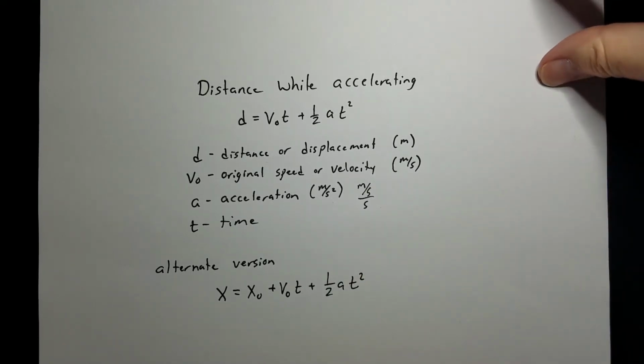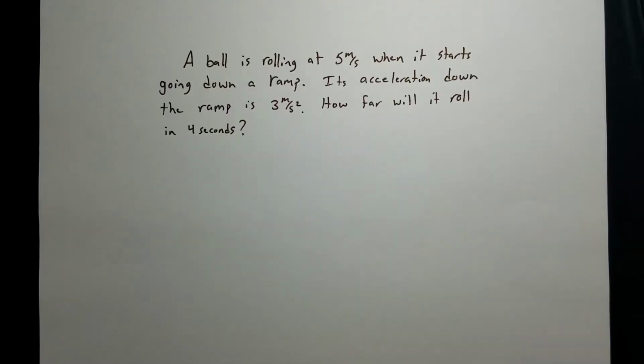Let's take a look at our first question. We have a ball rolling at 5 meters per second when it starts down a ramp. So it's going along, then starts down a ramp. Its acceleration down the ramp is 3 meters per second squared. How far would it roll in 4 seconds?